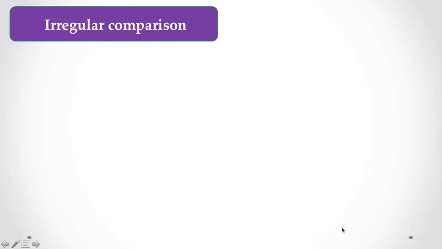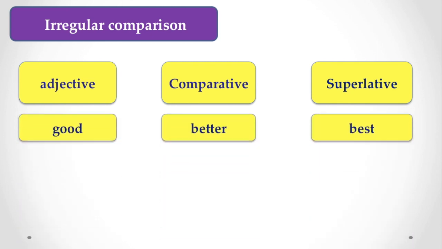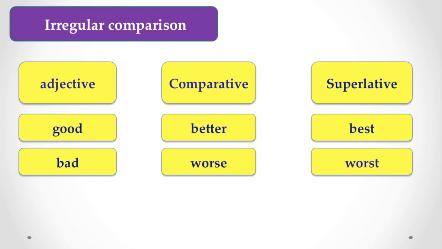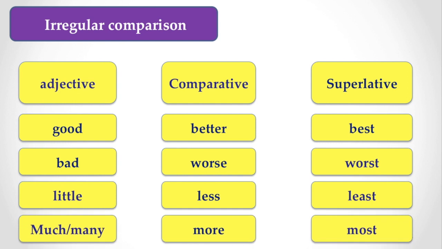Similarly, these are the rules, and now the exceptions. What are they? There are some adjectives which do not follow these rules. In particular, they are called irregular comparisons. For example: good, better, best; bad, worse, worst; little, less, least; and much or many with more and most. So these are the irregular adjectives or irregular comparisons.